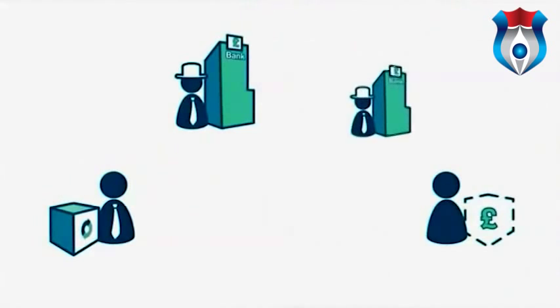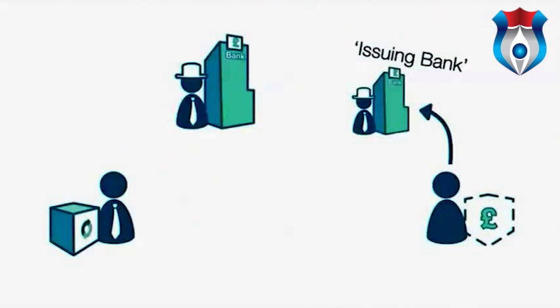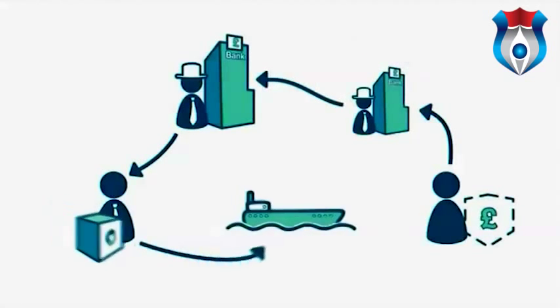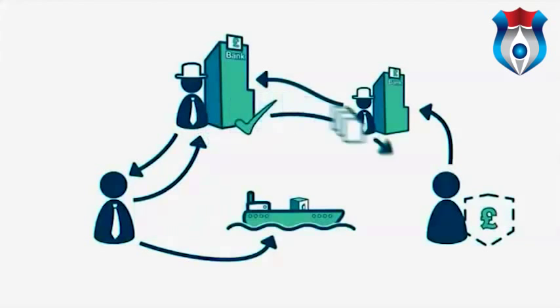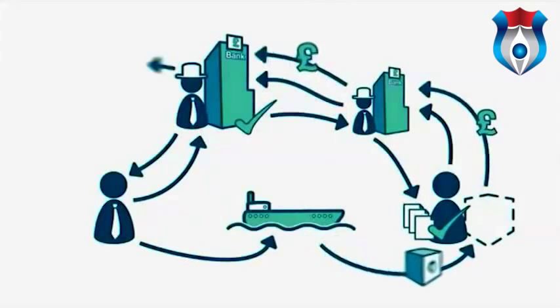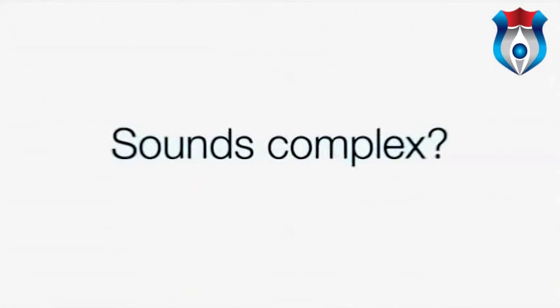This is normally issued by the buyer's own bank, known as the issuing bank, and advised through a bank in your own country. Once you've shipped the goods, the related documents, which include invoices, transport documents, and packing lists, are presented to the bank. If the documents are in order, then the bank is obliged to pay. Sounds complex? Well, that's just it. It can be unbelievably complex.